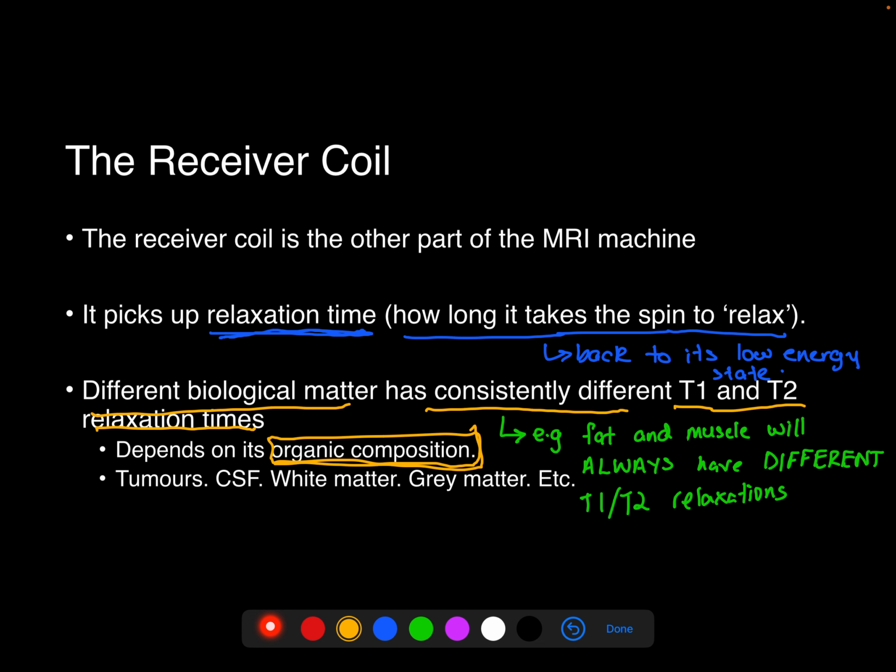And what that means for us in neuroimaging is that tumors, CSF, white matter, and gray matter, all of them and other parts of the CNS, all appear with different T1 and T2 relaxation times. And when the computer converts it into colors or shades for us, that is how the MRI machine differentiates between different parts of the CNS.